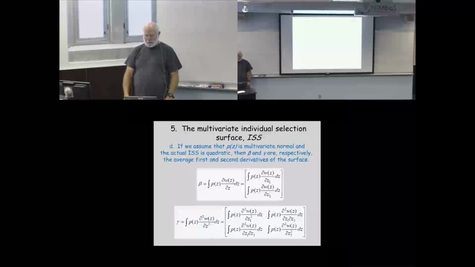Here's our same expressions as before. Beta is an average first derivative, but in the bivariate case, it's going to be a column vector. And gamma is going to be a 2 by 2 matrix. Same expressions as before.